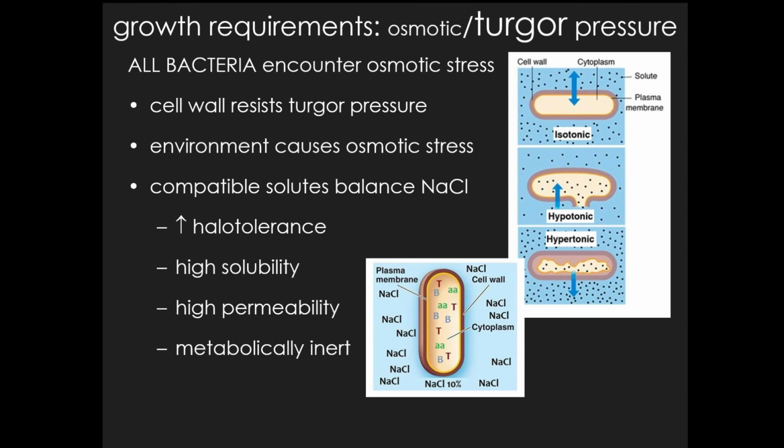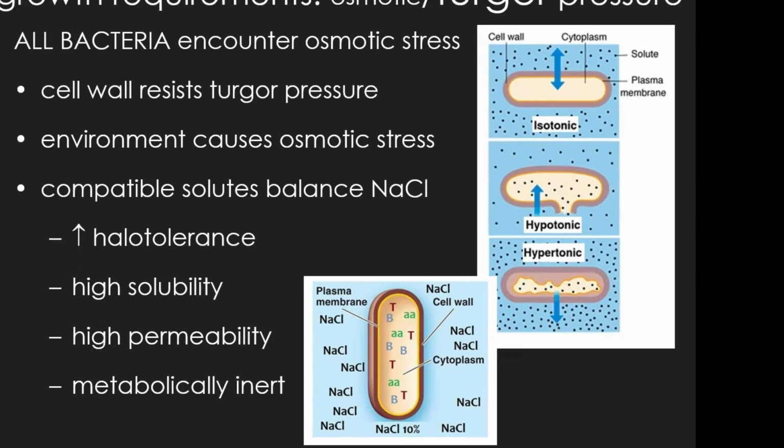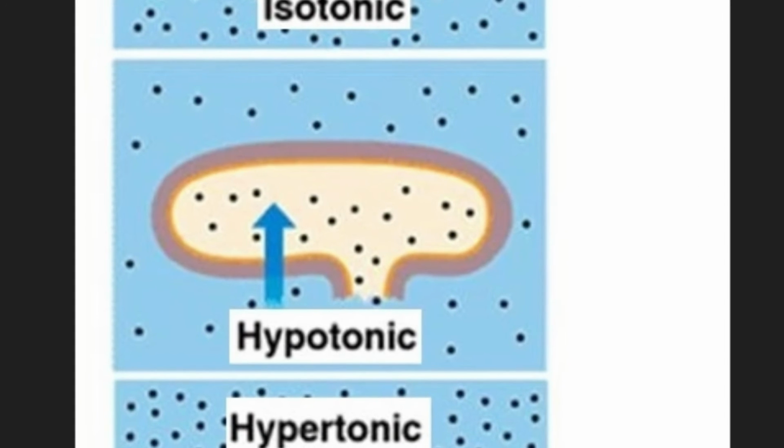All right, the last thing that we're going to look at for physical growth requirements is salt. And the reason we look at salt is because salt can cause osmotic or turgor pressure based on the relative concentration of salt in the environment and in the cell. When the concentration of salt outside is lower than inside, then water wants to rush into the cell, and that can cause the cell to lyse. Which is one of the reasons why bacteria like to have cell walls, because cell walls resist that turgor pressure.